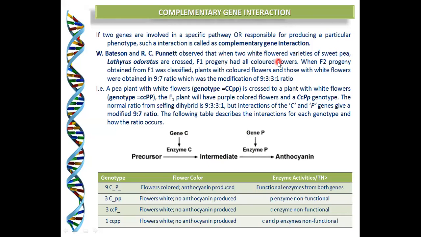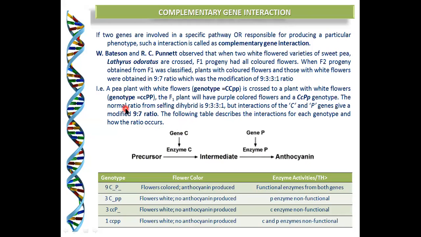The progeny F1 hybrid is with purple color flower. And again in F2 generation we get white as well as purple color flowers. Now how does this happen? Bateson and Punnett explained it with an example, and that example was the Lathyrus odoratus plant.